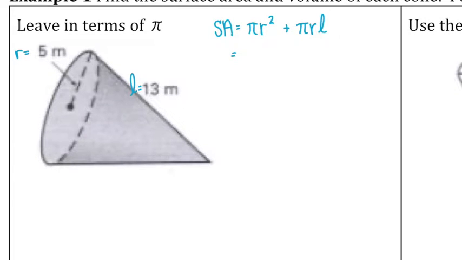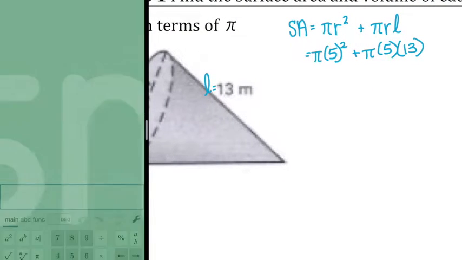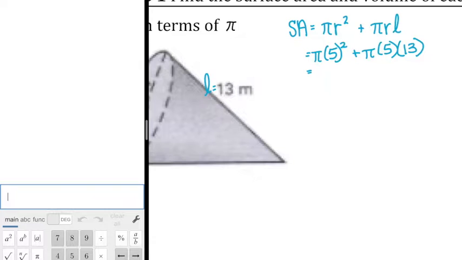I'm going to plug in what I know. So pi r squared, and my radius is 5. So pi times 5 squared plus pi times 5 times 13. And so to leave this in terms of pi, I need to find each of those number pieces, but I'm just going to leave the pi out of it. So for the first term here, I'm going to do 5 squared. So 5 squared is 25. So this would be 25 pi plus, next I need to do 5 times 13, which is 65. So 25 pi plus 65 pi.